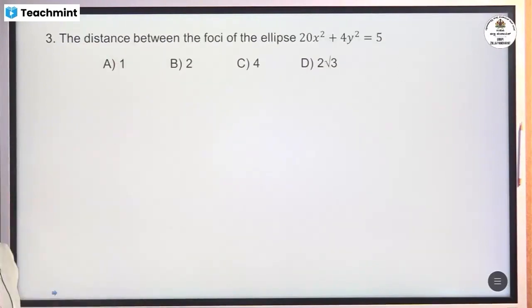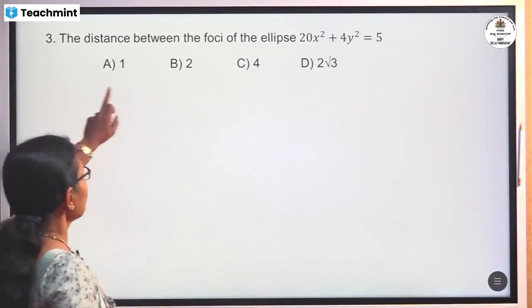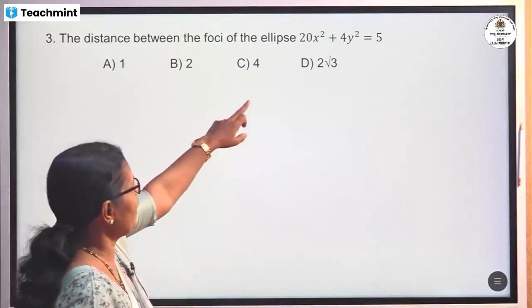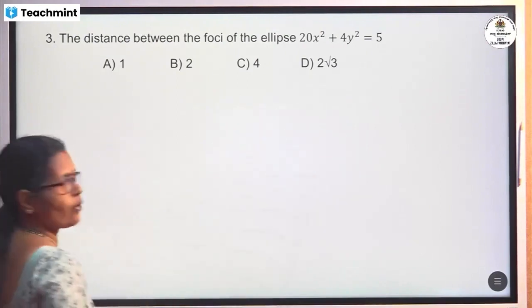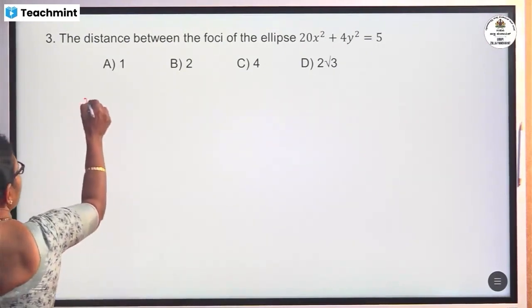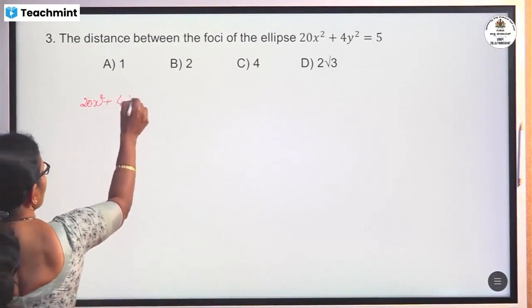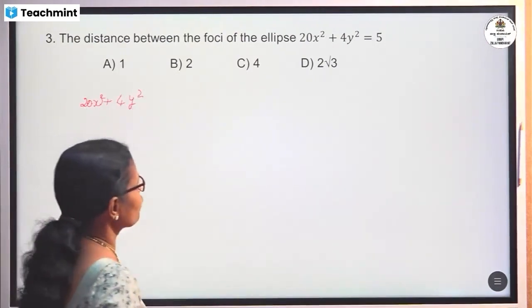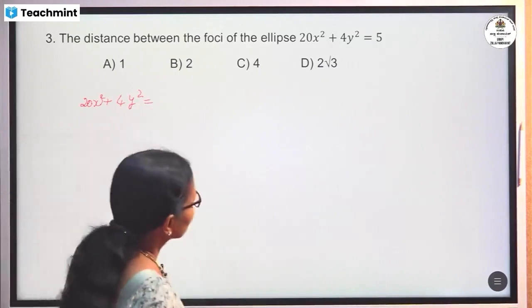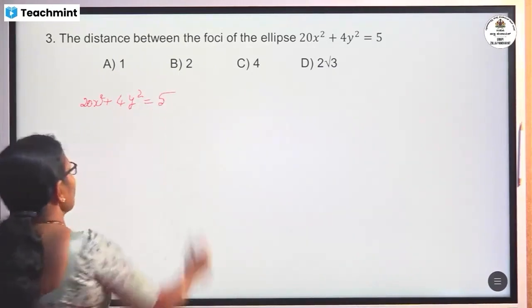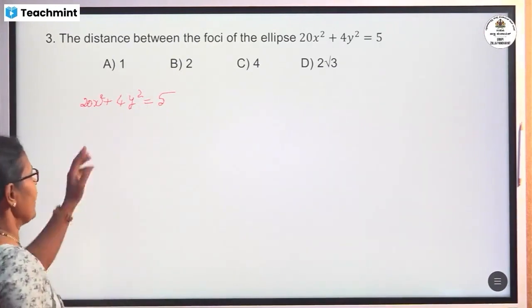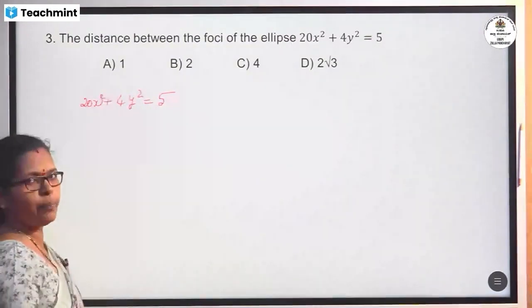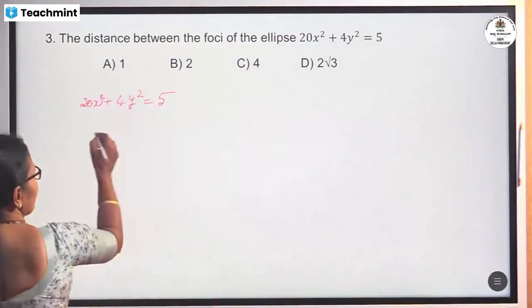Next, third question. The distance between the foci of the ellipse 20x square plus 4y square is equal to 5. Then this is not in the general form of the equation of the ellipse, so we have to divide it by 5 throughout the equation.